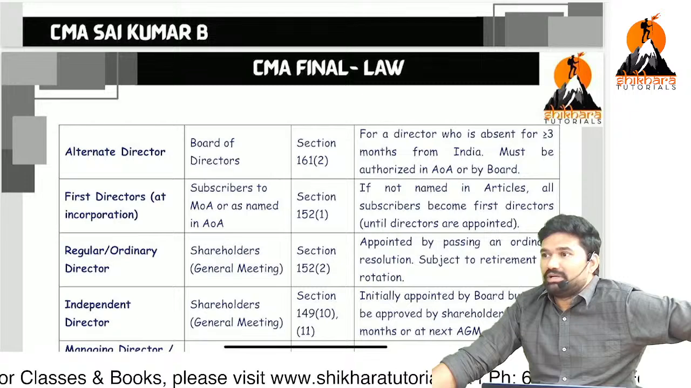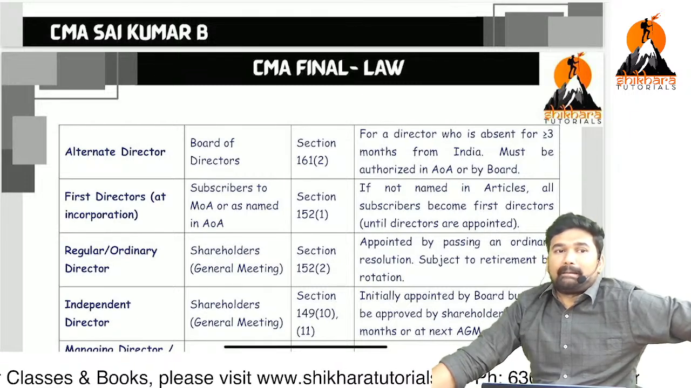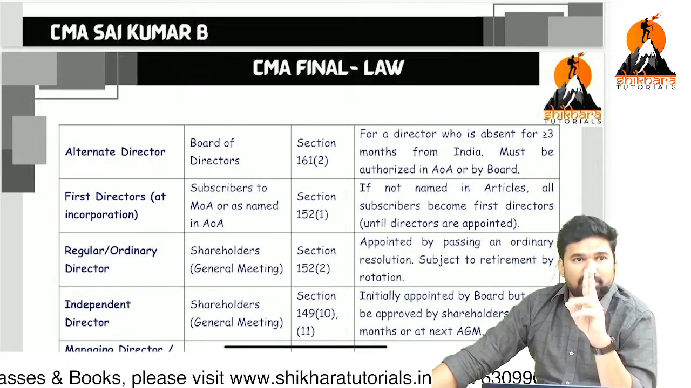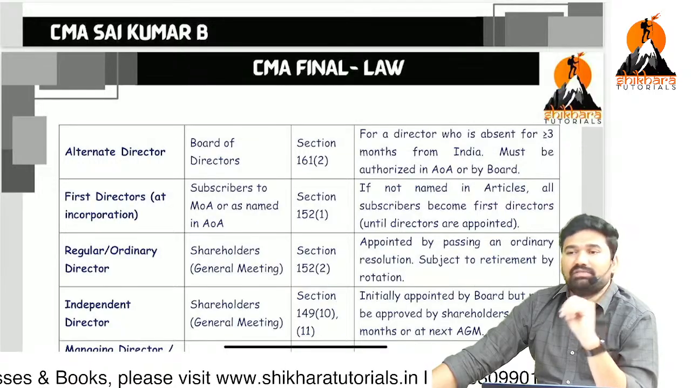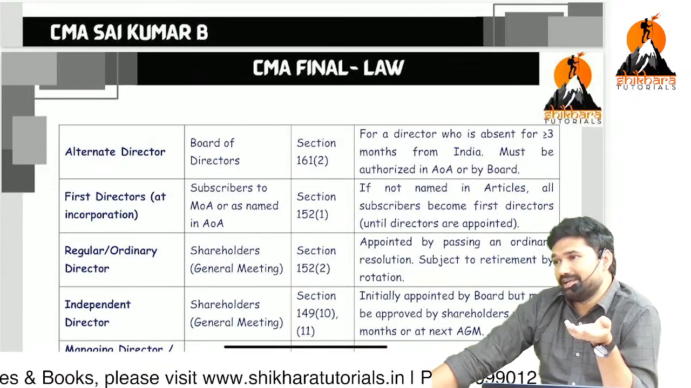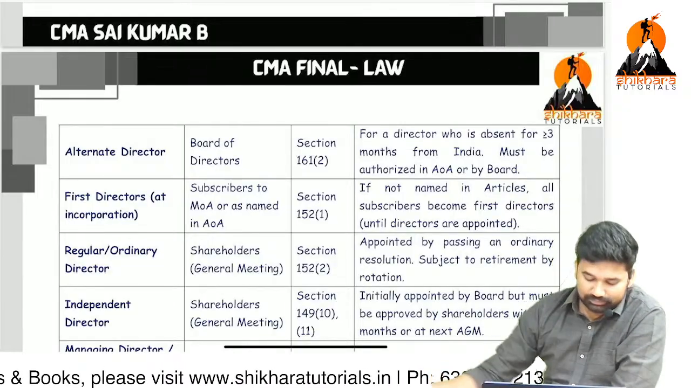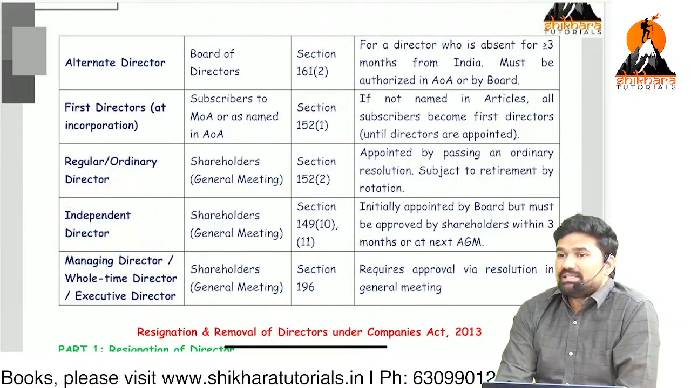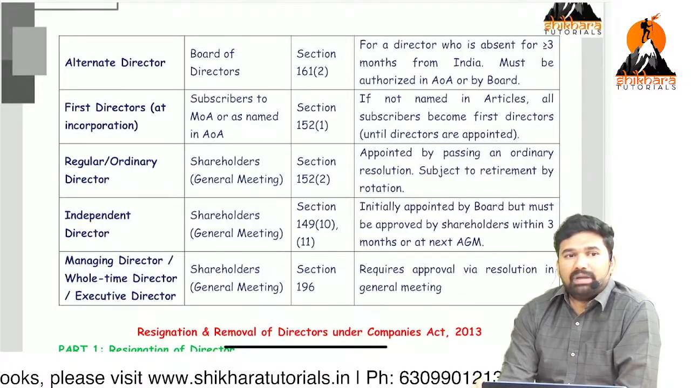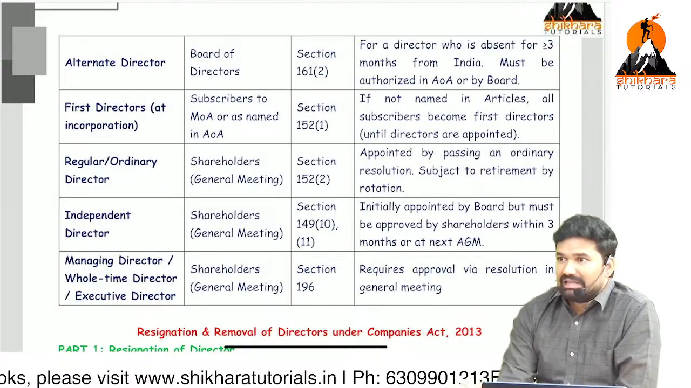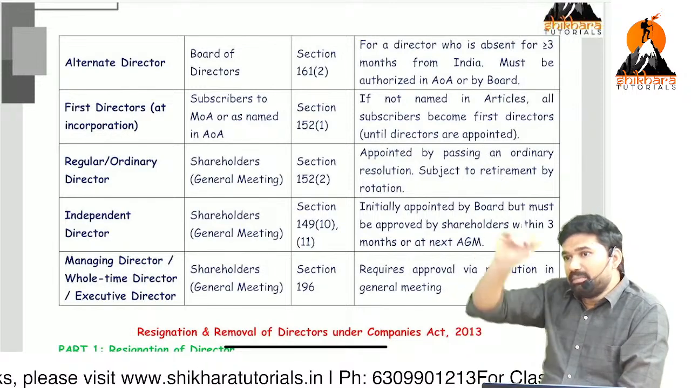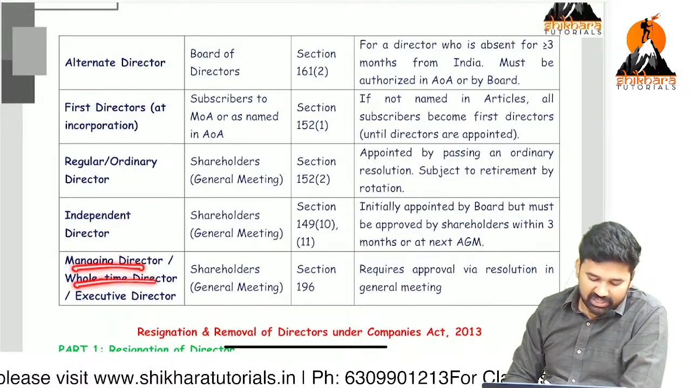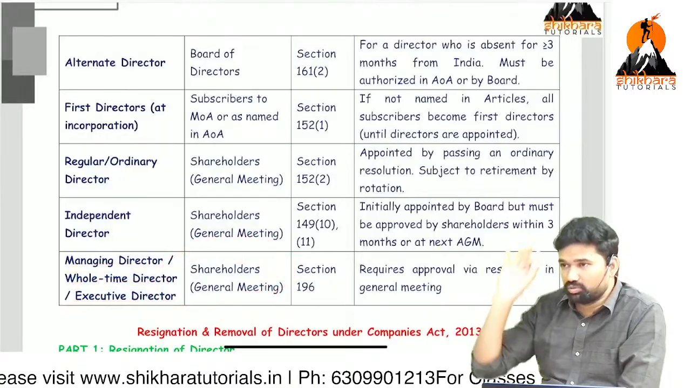Anybody know about those 4 points? Tell me. Super. Adoption of financial statements, appointment of auditors, appointment of directors, declaration of dividend. These are the 4 points. I have already discussed it earlier. Sit down. Next one, independent director. In the first place, the appointment of an independent director will be done by the board of directors. After that, the appointment will be ratified by members in the next general meeting or within the next coming 3 months. Next one, MD, WTD, executive directors. These are all appointed by shareholders only.